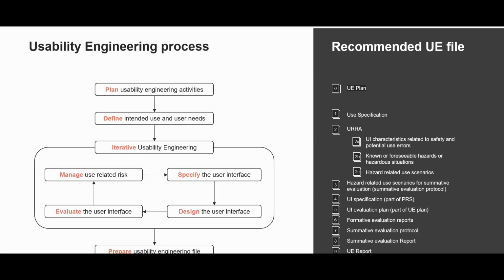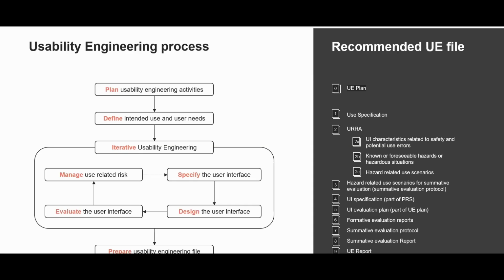Then the next step is all about defining the intended use and user needs. So this is all about understanding your users, who they are, what their abilities are, their constraints, what the use environment is like for them, and so on. And you define this in the use specification document. Then the bulk of the activities happen here in this iterative usability engineering cycle, and this happens during the majority of the course of your product development process.